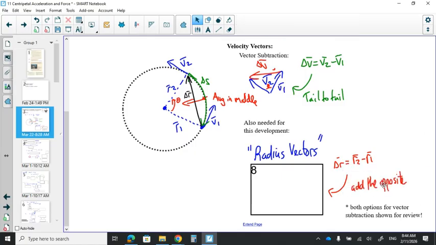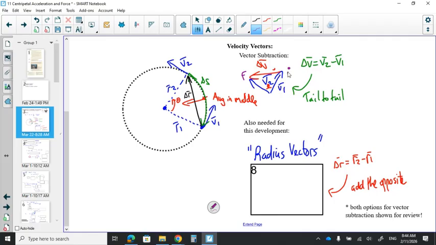Again, I showed here both options for vector subtraction. With the tail-to-tail version, sometimes people get messed up as to which way it goes. This is the initial, because that's your v1, and this is the v2 over here, so that's your final. The arrow goes from initial to final.